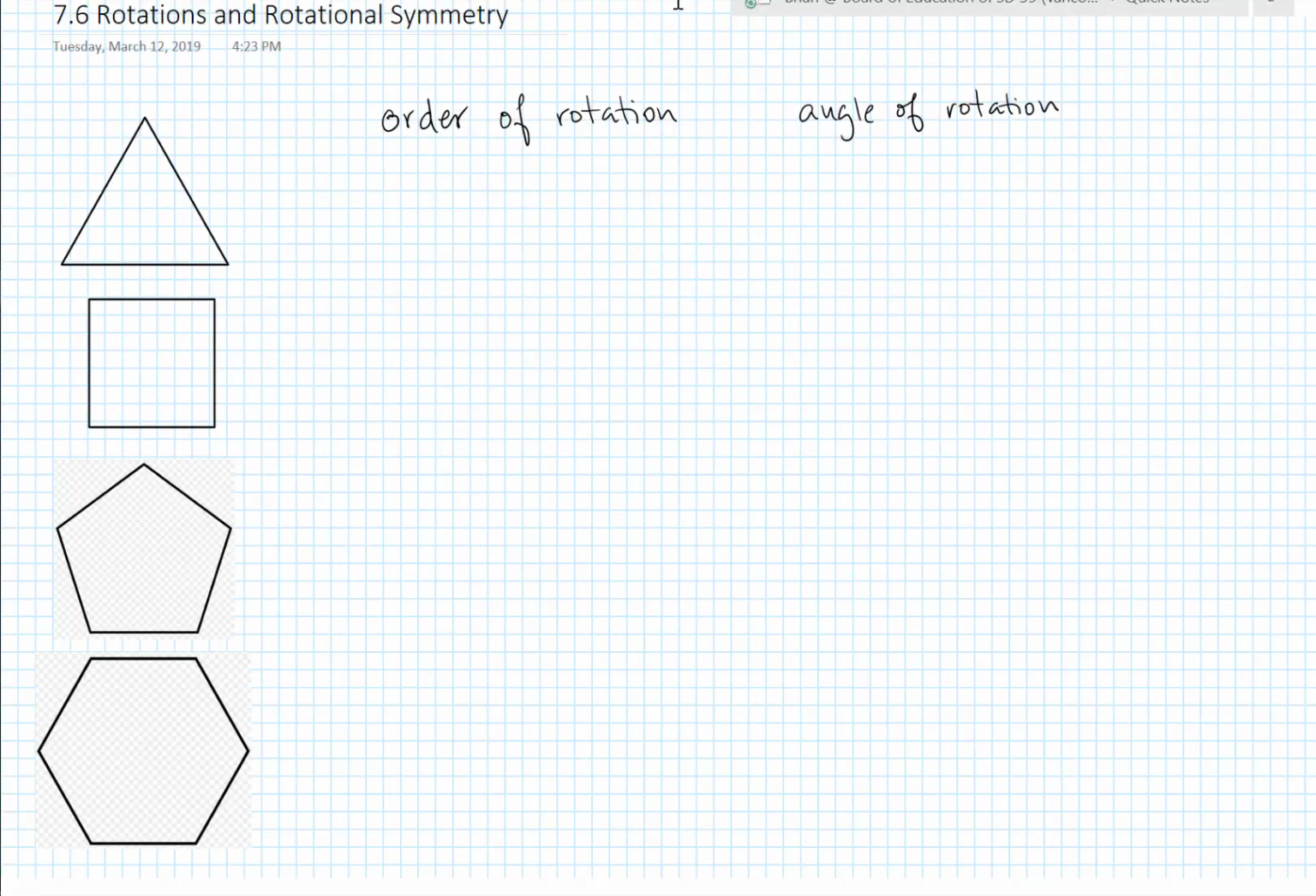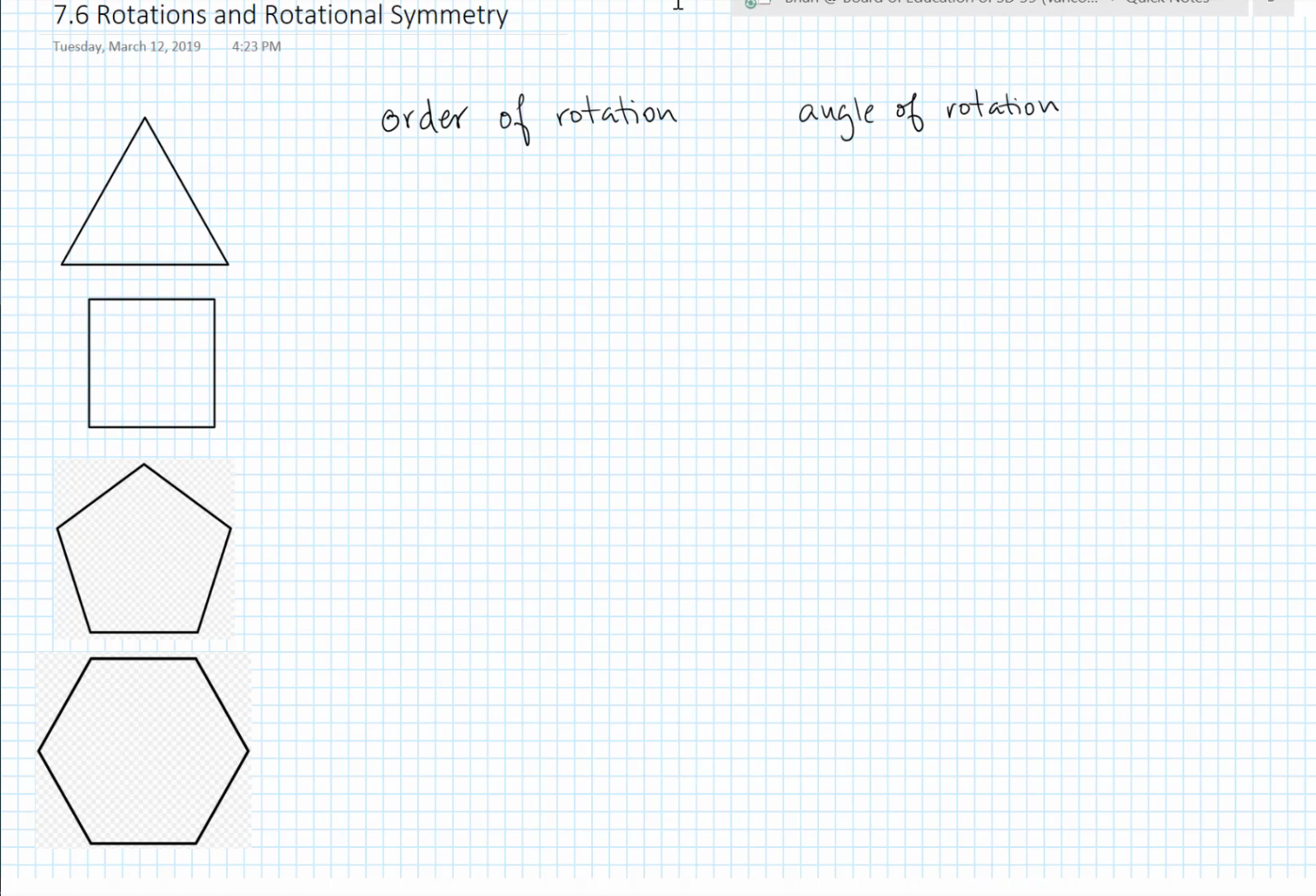So rotations and rotational symmetry are another type of transformation, and we're going to see there are actually some links between rotations and rotational symmetry and what we just saw, reflections and line symmetry. So in order to get an idea of what's going on, I've got 4 regular polygons on the left, a regular triangle, which is an equilateral triangle, a regular quadrilateral, which is otherwise known as a square, a regular pentagon, and a regular hexagon. And what we have to do is imagine rotating these.